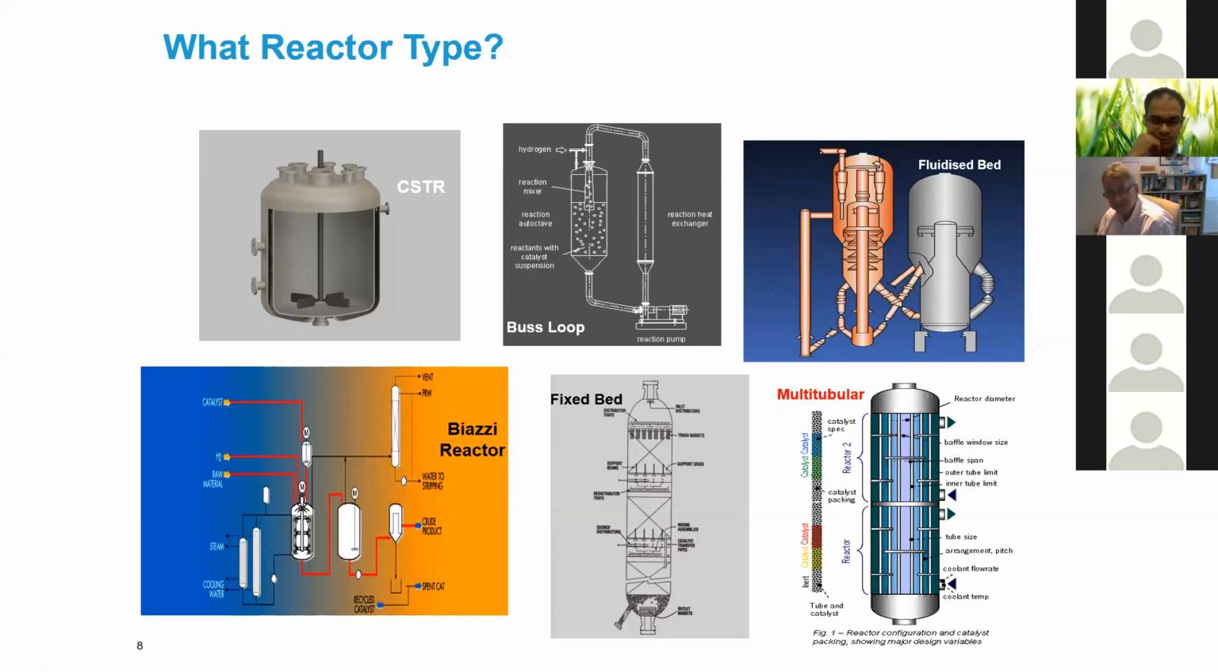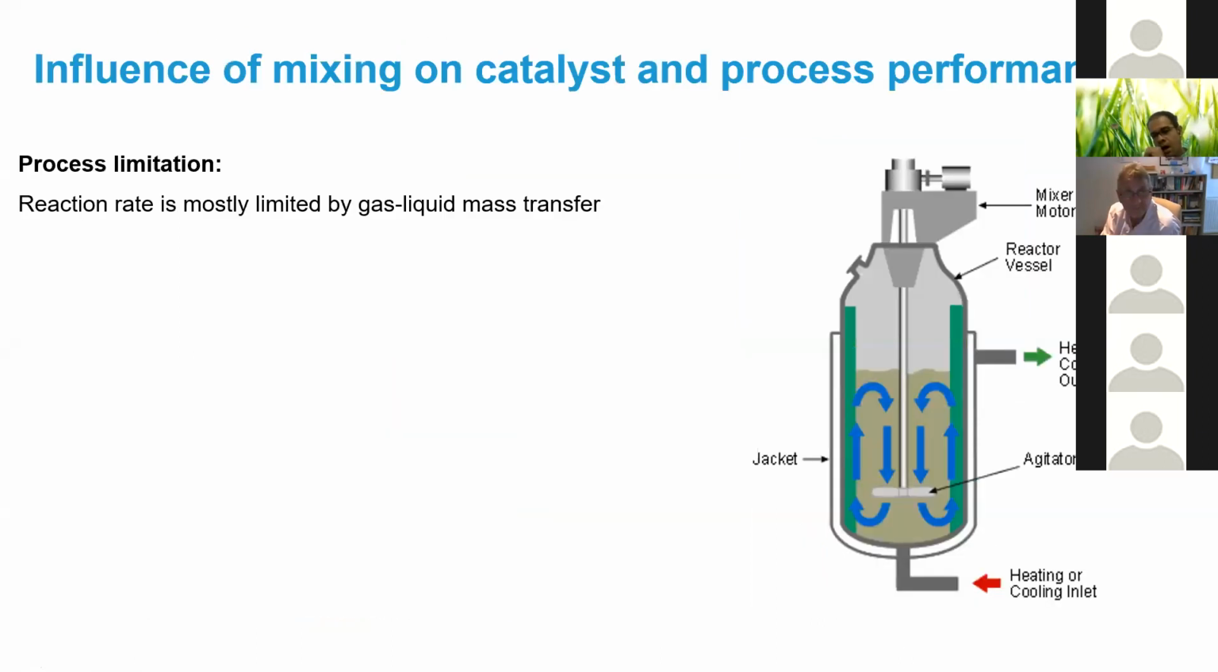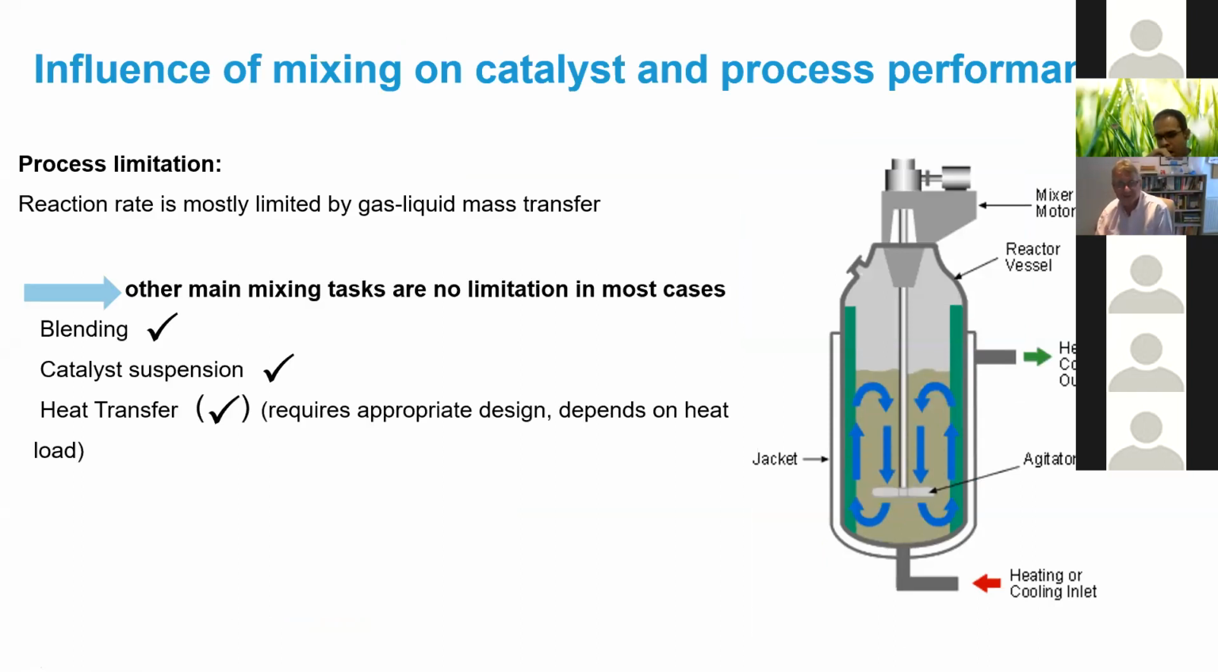Somewhere else where powdered catalysts are used, of course, which I'm not going to talk about today, is in an FCC unit, fluid catalytic cracking catalyst, where you're moving around very large quantities, hundreds of tons of powdered catalyst. So what about the influence of mixing on catalyst process and performance? Well, reaction rate is, as we've heard, limited by the gas-liquid mass transfer. So mixing tasks generally are no limitation in most cases if we get good blending, good catalyst suspension, and good heat transfer.